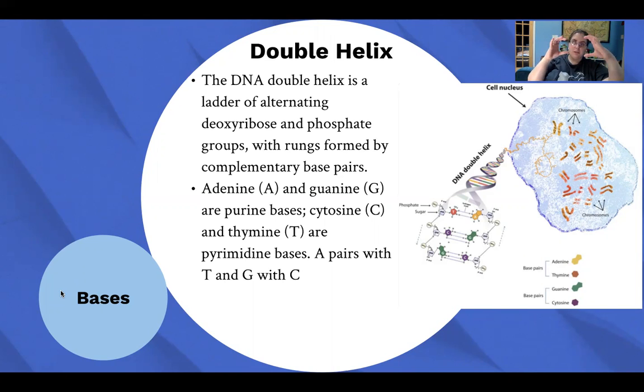Now the reason why those two form a bond and why they're complementary is the number of hydrogen bonds. They can only form 2 hydrogen bonds between each other. Whereas guanine, a purine, and cytosine, a pyrimidine, can form 3 hydrogen bonds.